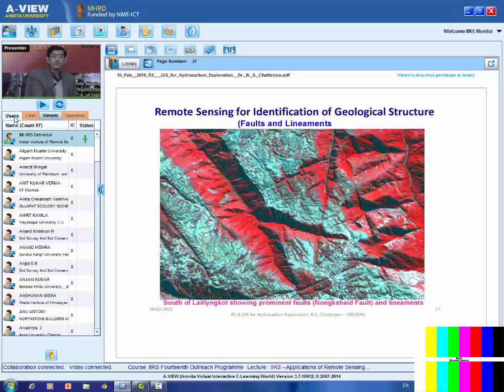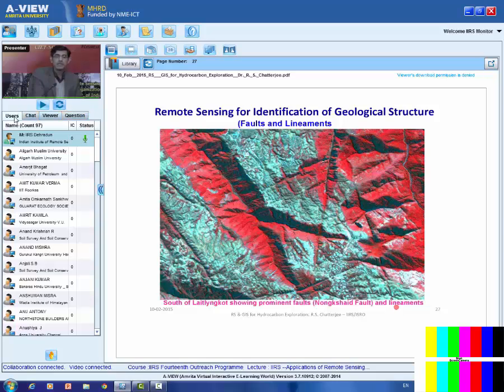And now, to interpret or identify a fault in the satellite image, we need to see offset in the beds or offset in the ridges. Like here you can see the offset of the ridges. Based on the offset of the ridges, you can interpret there is a fault here. You can see here also there is a fault. But some of these linear features are only lineaments. They are not faults. Some are faults where the displacement of the ridges is visible. Displacement of the beds can be seen.